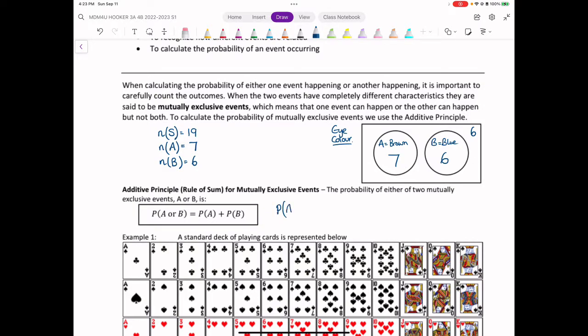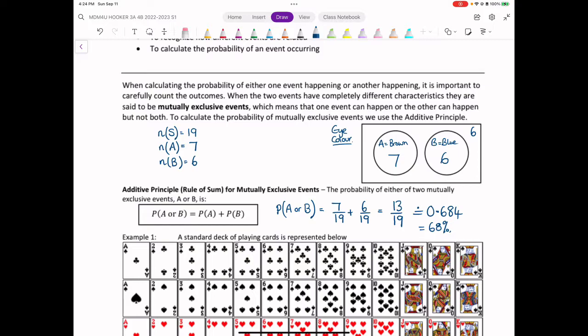So the probability of having either brown eyes or blue eyes is simply 7 out of 19 for brown eyes plus 6 out of 19 for blue eyes, which gives me a total probability of 13 out of 19. So approximately, put that in your calculator, put the little dot on top of the equal sign to show that you've rounded it, 0.684 or 68%. Okay, so 68% chance that someone in my class has brown or blue eyes, and that's it.